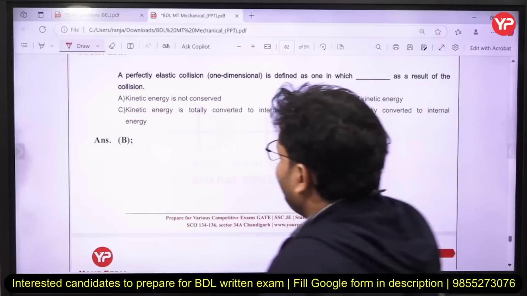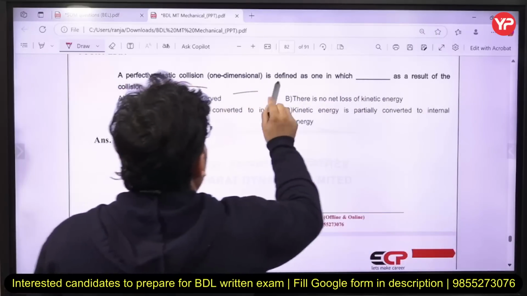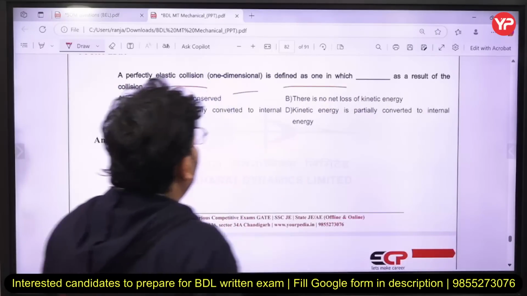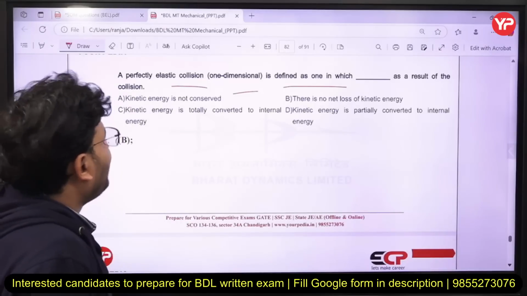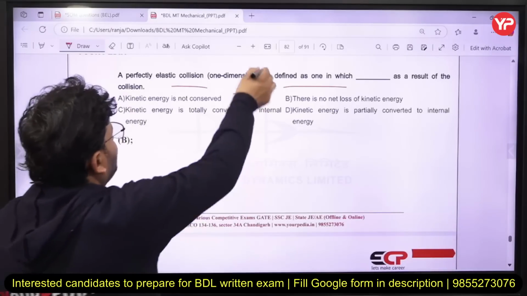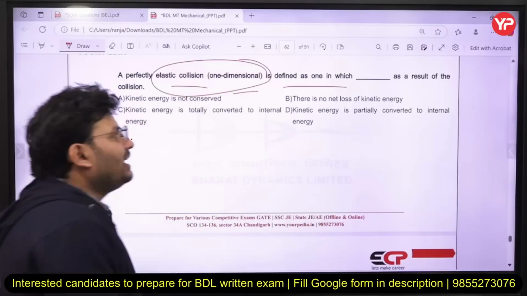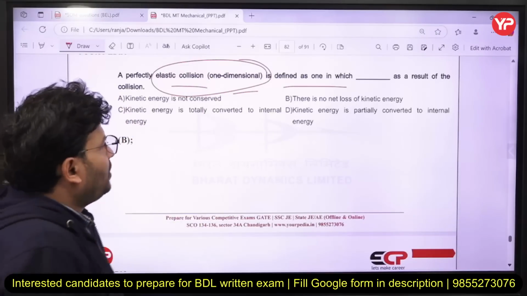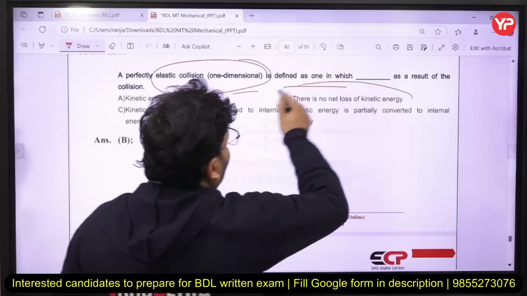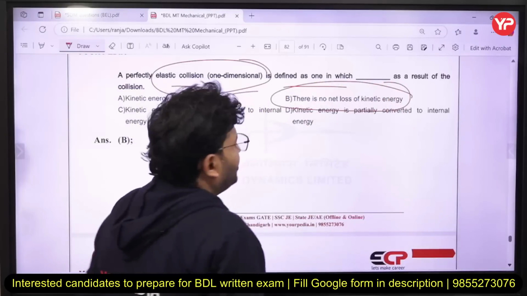Next, a perfectly elastic collision in one dimension is defined as one in which kinetic energy is constant, there is no net loss of kinetic energy. Perfectly elastic collision in one dimension. So obviously there will be no loss of any kinetic energy. So there is no net loss in the kinetic energy.